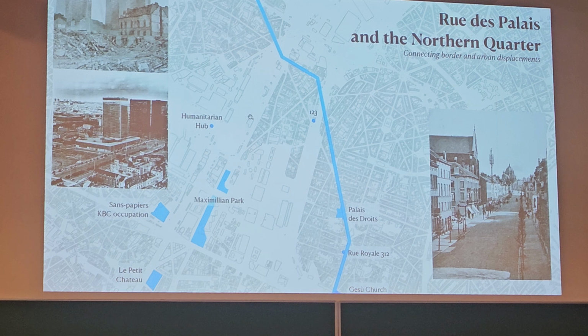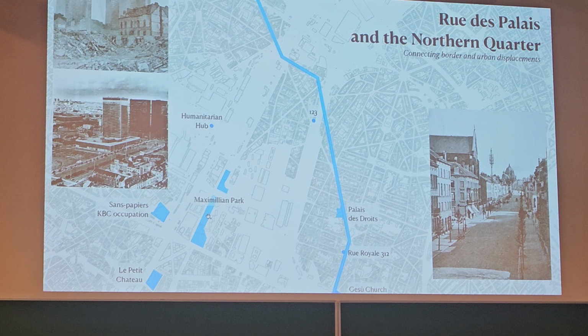Similarly, this is the place where the Manhattan Plan in Brussels was taking place, where some 15,000 people were displaced, mostly migrants, who were displaced from there to make way to build the World Trade Center towers in Brussels. It was envisioned as the Manhattan of Brussels. And so it was a mass wave of displacing migrants in order to make way for this new liberal project. It's also where Maximilian Park existed.